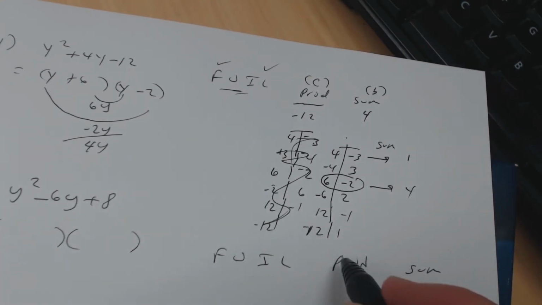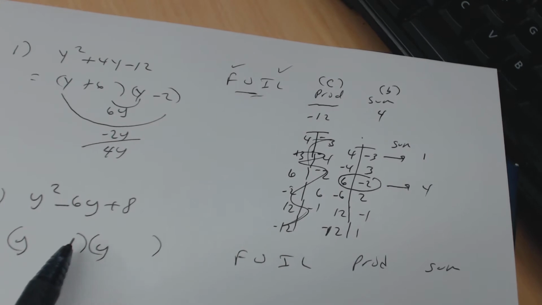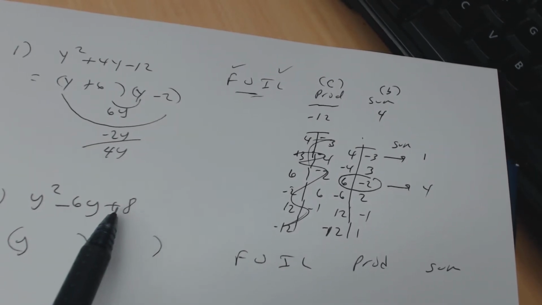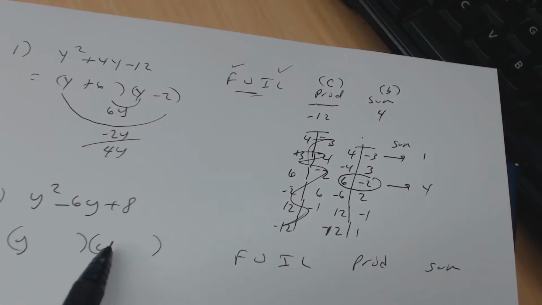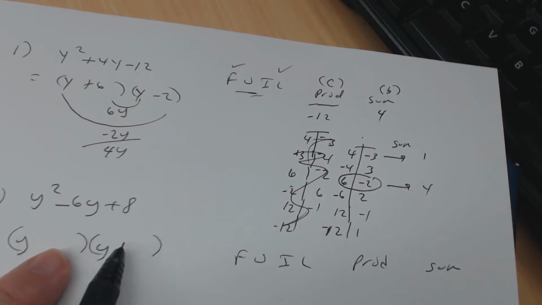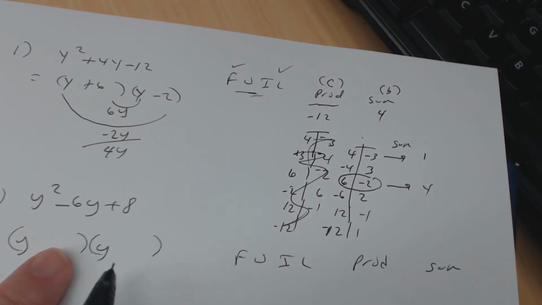So remember in FOIL, first comes first, y times y is y squared, so that's an easy one. All right, so I know that y has to be there. Now let's think about that positive 8. Let's think about this for a moment. Remember, and that's going to help you in the next section as well, and as you go through your factoring. The last sign's positive, which means that in order for the last sign to be positive, remember you realized a positive times a positive is a positive, or a negative times a negative is a positive.